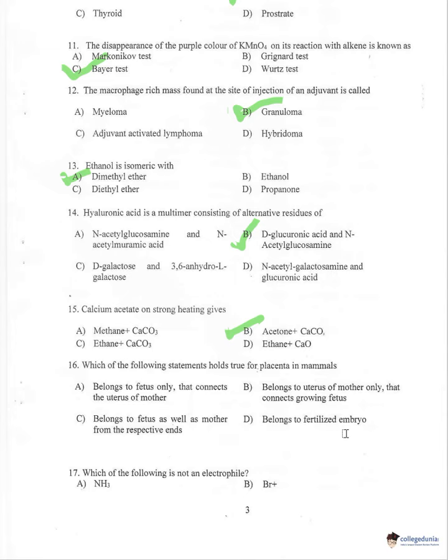So here the option C is correct. The placenta doesn't technically belong to the mother. Actually, it develops from the blastocyst, which is shortly after the implantation.